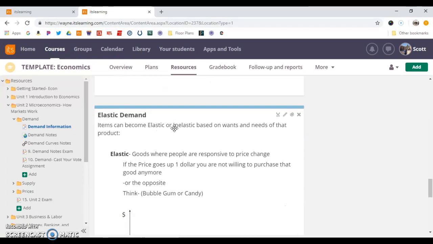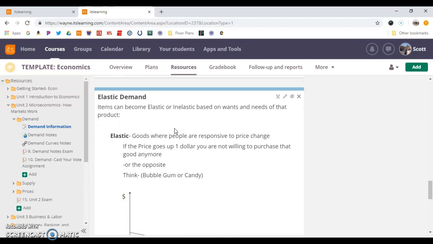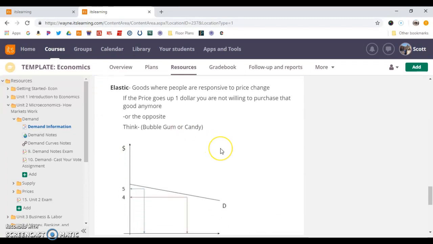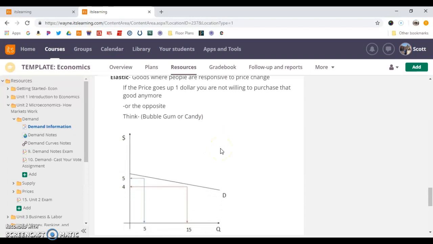The last thing that we're going to talk about is elasticity of demand. Elasticity is basically talking about individual types of products. As you can see here, this is an elastic item. Kind of think of it as a rubber band. So if the price of an item goes up $1, you're more likely not to buy that product. Kind of think of this as like bubble gum or candy.